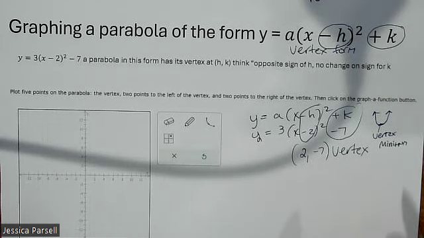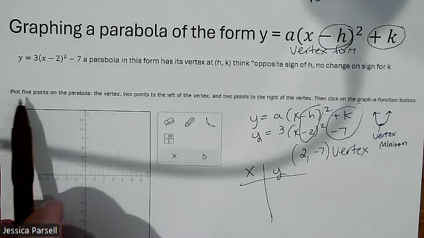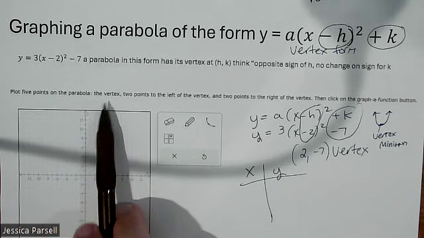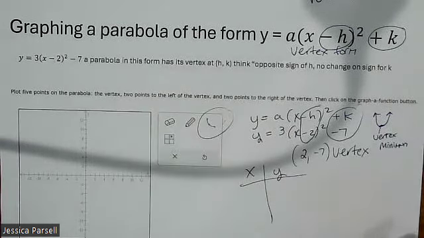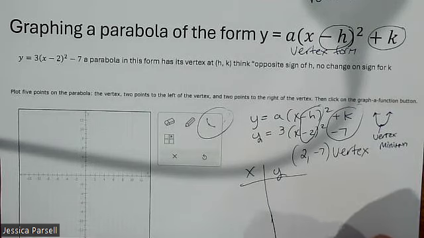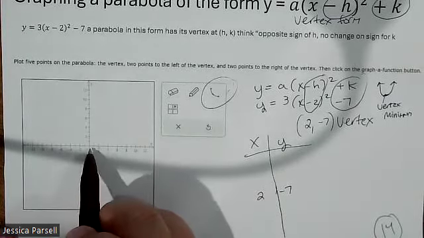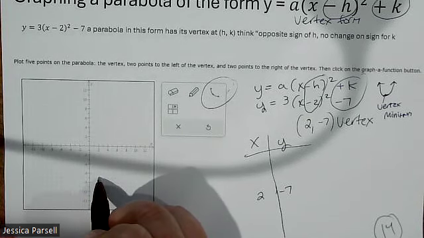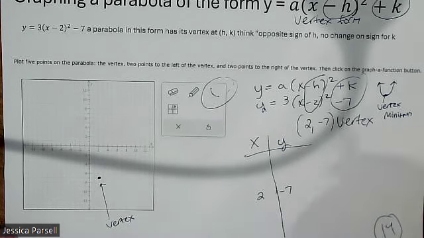Okay, so let's go ahead and make a little XY chart. And the reason that I do that is because in this program we're working on, they want us to plot 5 points on the parabola. The vertex, which we just found, 2 points to the left and 2 points to the right. And then we're going to click on this graph a function button. So I'm going to make my table a little longer here. I'm going to put the vertex in the middle of my table. So 2 and -7, and then I'm going to graph that. So I'm going to come over 2 and down to -7. So that's the vertex. And remember, we just got that right from the equation that they gave us. So vertex, that is our minimum.